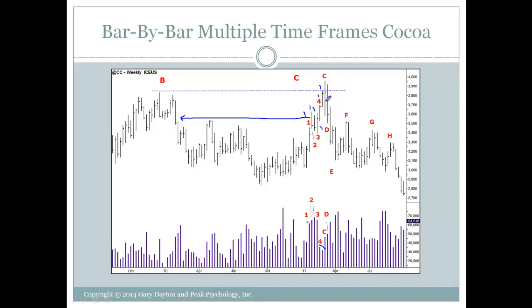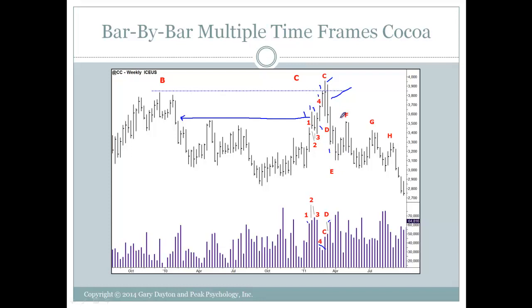There's no way. And then look at C. This is the upthrust bar right here. We get a pickup in volume and we come down, we go back up, and we close poorly. We close underneath B. Okay. And we get immediate gratification on D. In the bar after D, we pick up volume all the way down.